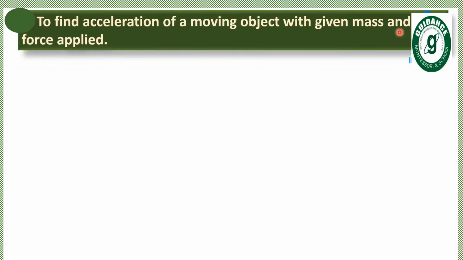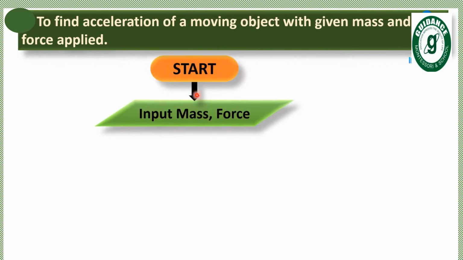Next we have to find acceleration of a moving object with given mass and force applied. So when you find out the acceleration, what we have to do, we have to first start, that is your starting terminal start. Then we have our flow line that is shown with an arrow. We have to give an input, mass and force. Now as you can see, the shape of input is different. It is like a parallelogram.